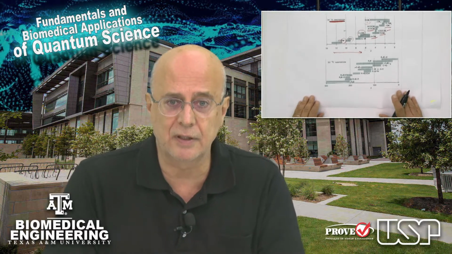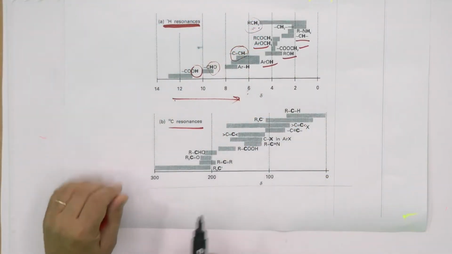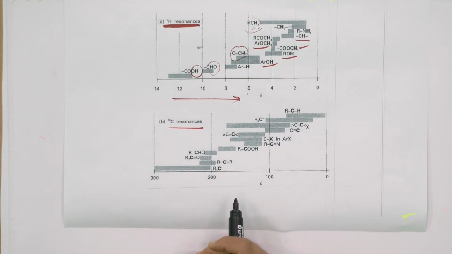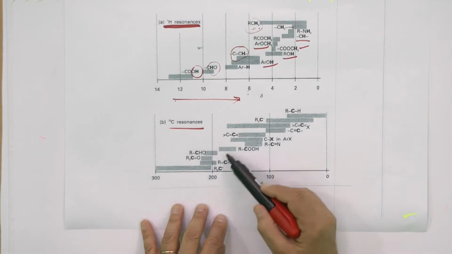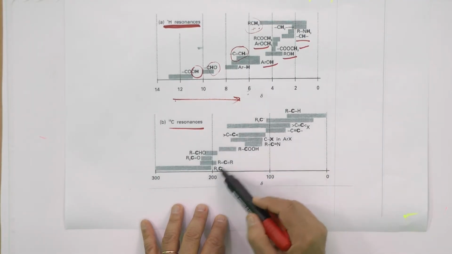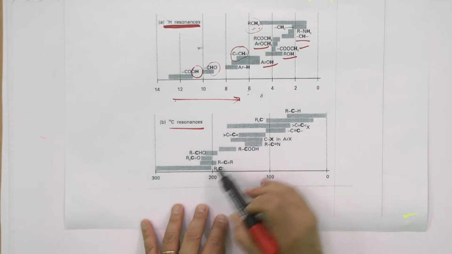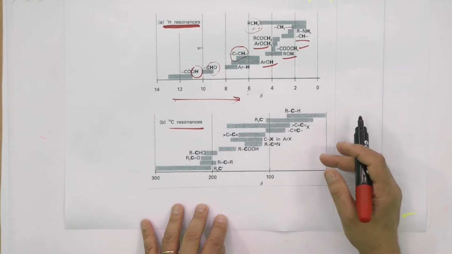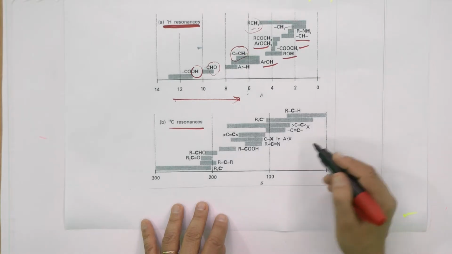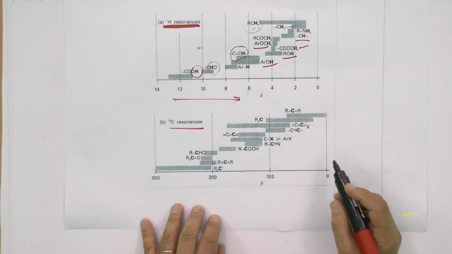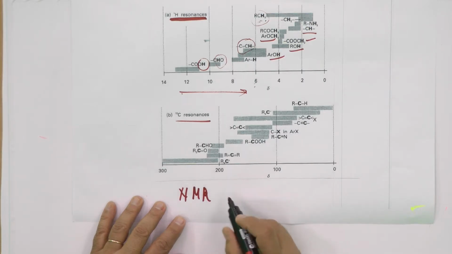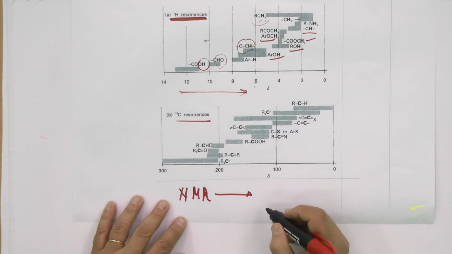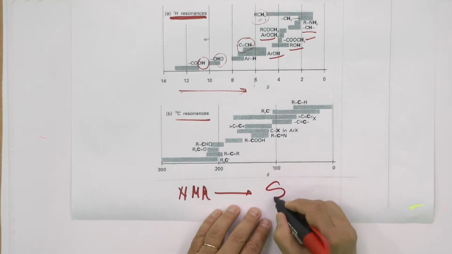But I can do that with the carbon as well. You know, the carbon is a nice nucleus and has many resonances. And depending on the position of the carbon and the presence of a pi electron close by, or only sigma electrons close by, I can identify where it is. So NMR, nuclear magnetic resonance, is a very powerful spectroscopy technique.